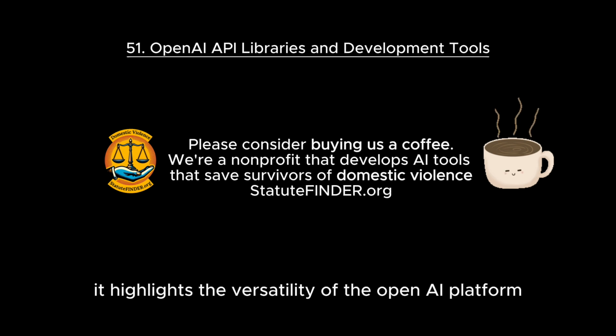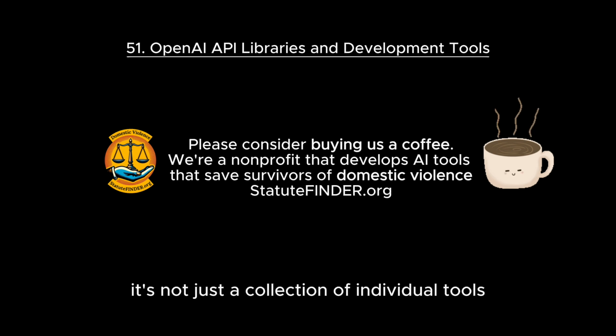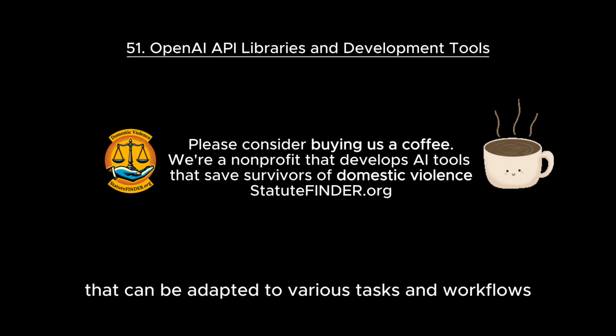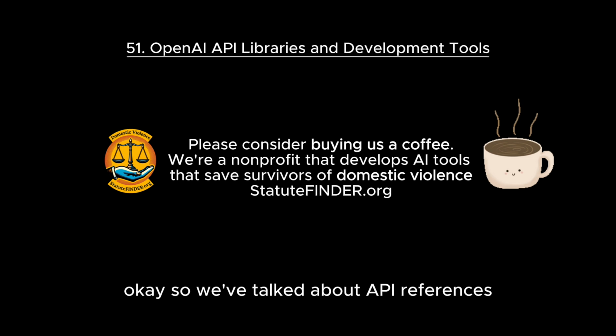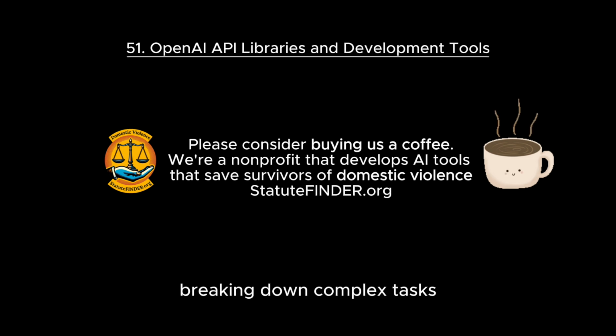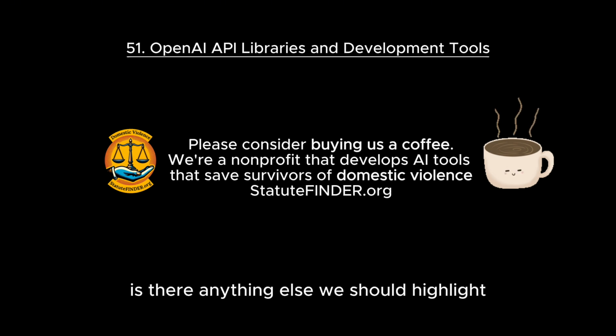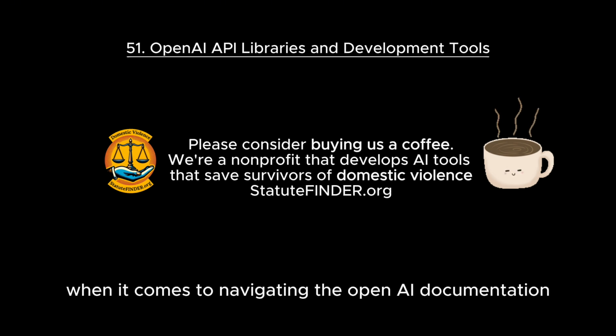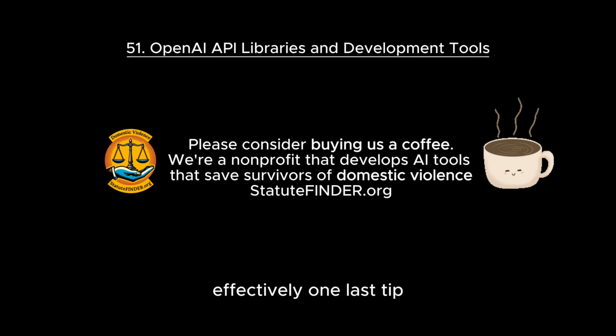It was fascinating to see how the same API could be used for such a wide range of applications. Exactly. It highlights the versatility of the OpenAI platform. It's not just a collection of individual tools. It's an interconnected ecosystem that can be adapted to various tasks and workflows. Okay, so we've talked about API references, breaking down complex tasks, seeking help from the community, and exploring real-world examples. Is there anything else we should highlight when it comes to navigating the OpenAI documentation effectively?